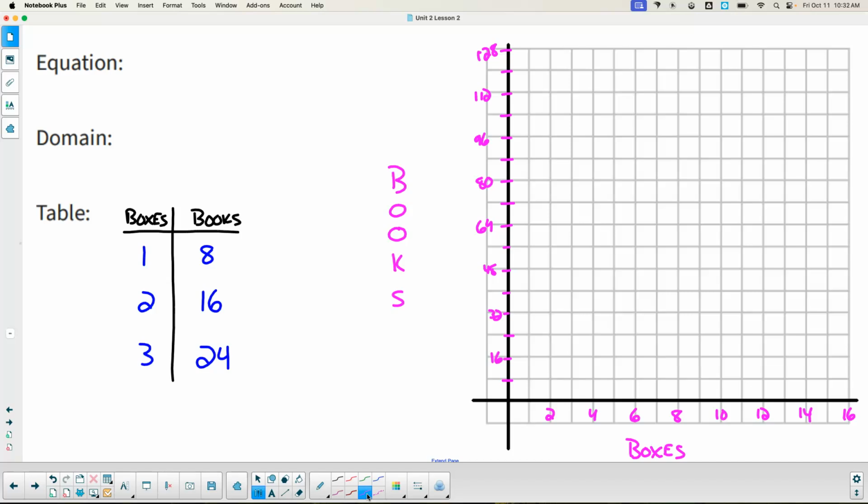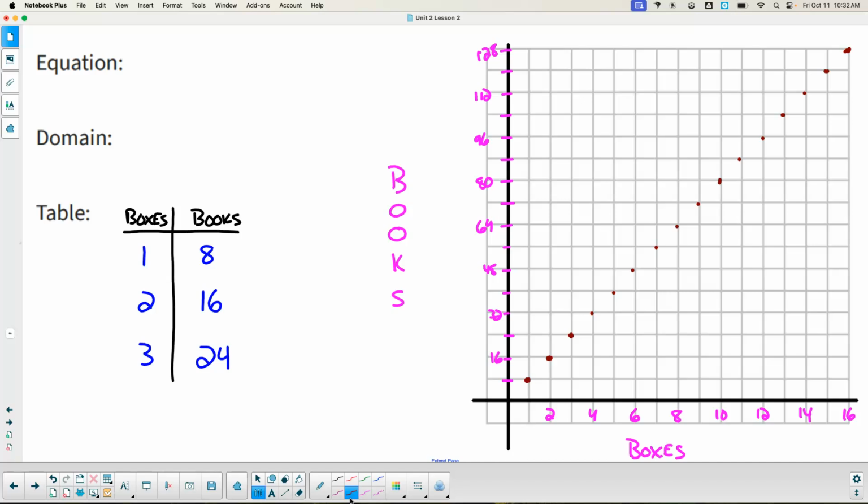So then we can plot some points here. So at 1, we're at 8. At 2, we're at 16. 3, we're at 24. And that pattern is going to continue, so we can keep going in that pattern. We're always adding 8 books to our library.